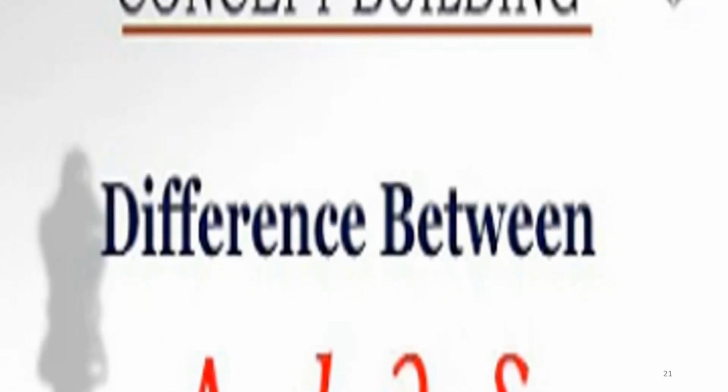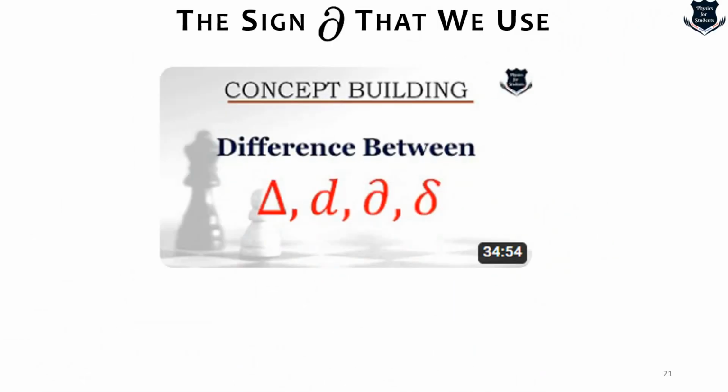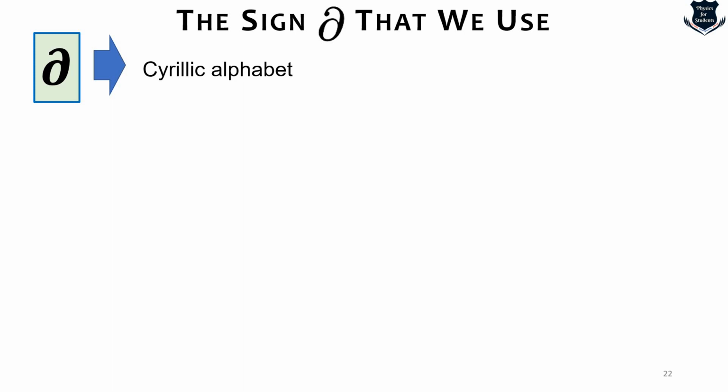So you see here that I have already made a video which is quite popular on my channel, delta, d, del and all partial derivatives. You can go to my Physics for Students channel and find the concept building, the difference between these four signs, in detail. As you can see, it is more than 34 minutes. But here comes the basic idea of using the sign D.